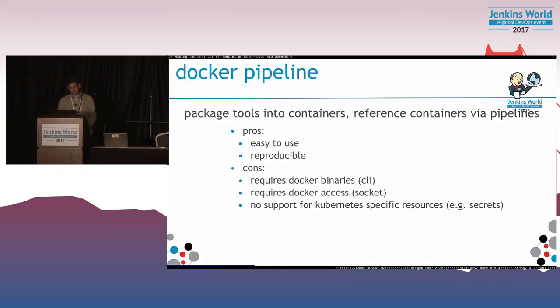To use the Docker pipeline plugin within Kubernetes, I had to do two things. The first one was to include the Docker binaries within my image, and the second was to mount the Docker socket again inside my Jenkins pod. These are also two of the major cons of this approach, right? You have to use the Docker binaries, and you have to have access to the Docker socket.